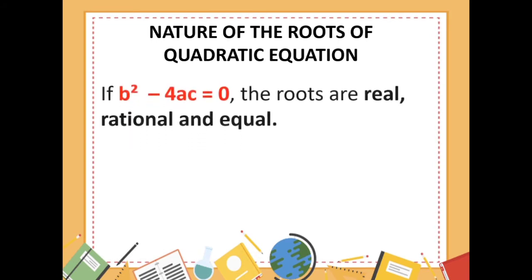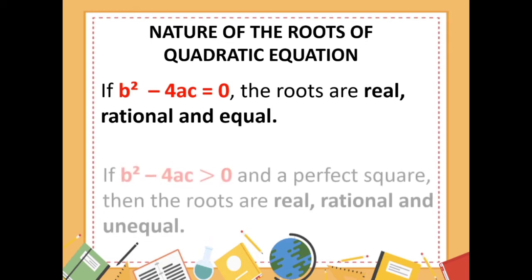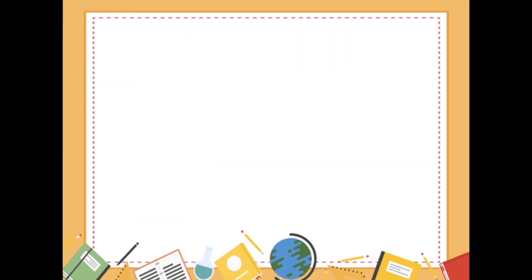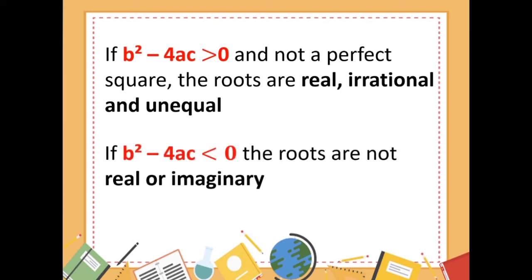If b squared minus 4ac is equal to 0, the roots are real, rational, and equal. If b squared minus 4ac is greater than 0 and a perfect square, then the roots are real, rational, and unequal. If b squared minus 4ac is greater than 0 and not a perfect square, the roots are real, irrational, and unequal. If b squared minus 4ac is less than 0, the roots are not real, or imaginary.